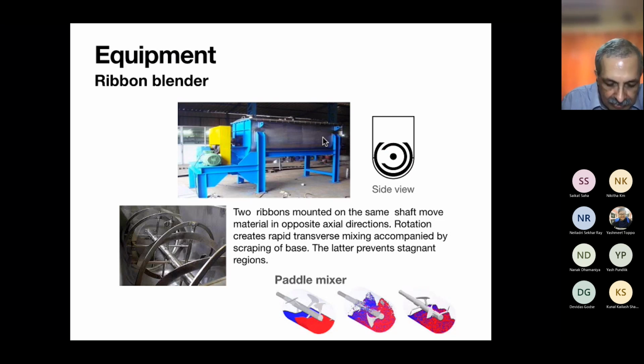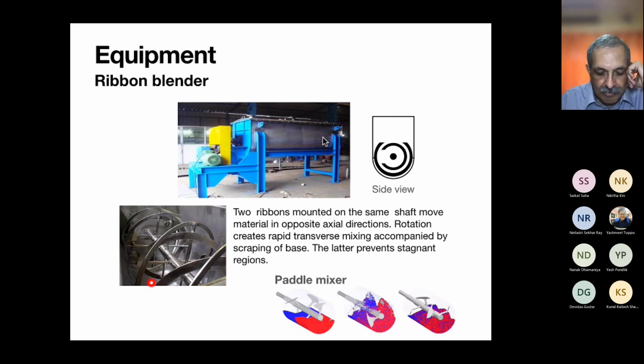If you look at these impellers, this is what it looks like. They are essentially ribbons. There's one ribbon which scrapes the side walls, and then there's an internal ribbon, and these are all helical ribbons, and they push the material in opposite directions. So the material moves in opposite directions along the axis direction. And the rotation creates quite rapid mixing in the transverse direction. So you don't have any stagnant regions in here because the ribbon is constantly moving the material.